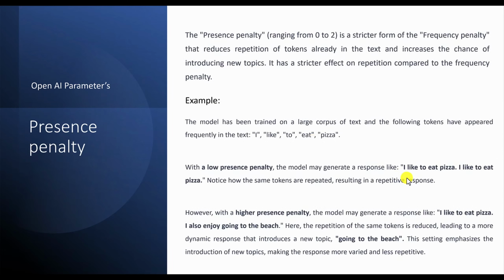Let's say, for example, if it is set low, then there is no new topic, like "I like to eat pizza", something like that will come. If you set a higher penalty, then it will introduce a new topic. For example, here you see "I like to eat pizza, plus I also enjoy going to the beach." Pizza is food, which is one topic. Going to the beach is another topic, entertainment. So like that, the penalty adds more new topics to the response.